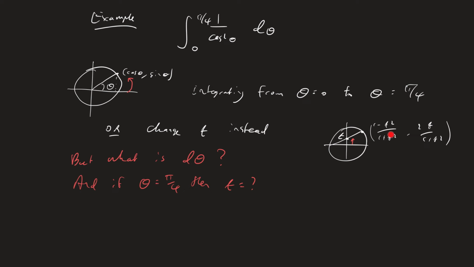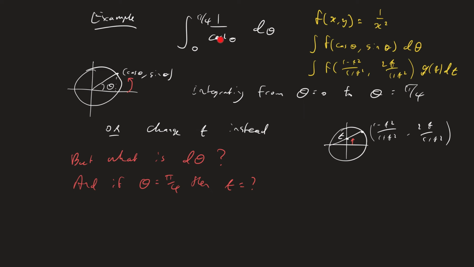Substituting (1 minus t squared) on (1 plus t squared) for cos theta, and similarly 2t on (1 plus t squared) for sine theta, is simply treating the integrand as a function not on the real line, but on the circle. And it's replacing this parametrization with this parametrization of the circle.